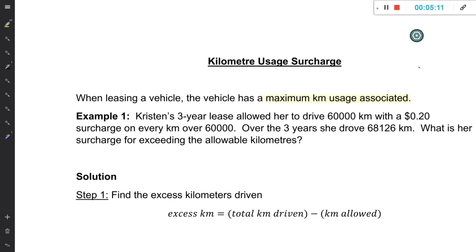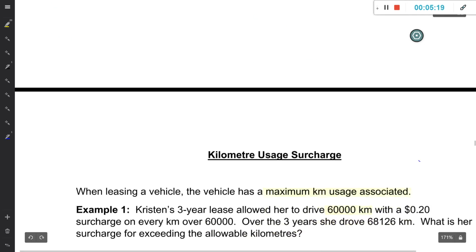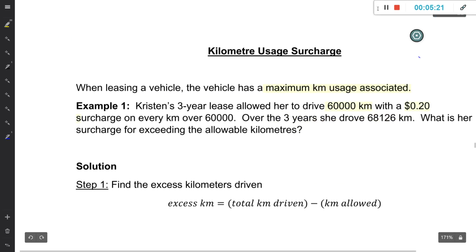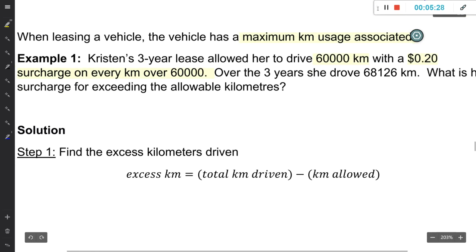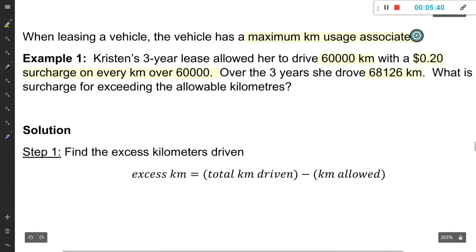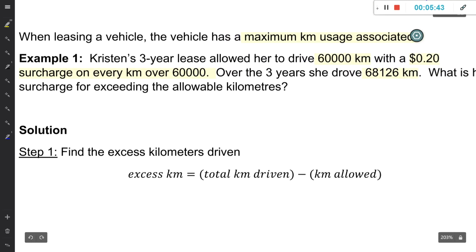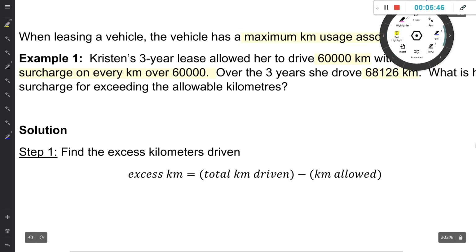So that's one thing you need to be careful about with your kilometer usage, is that you are constantly staying under the kilometers that they recommend you drive per year. So Kristen has a 3-year lease that allows her to drive 60,000 kilometers with a 20 cent surcharge on every kilometer over 60,000. Okay, I'm just going to zoom in a little bit so that we can work with this. Okay, and then it says over 3 years, she drove 68,126 kilometers. What is her surcharge for exceeding the allowable kilometers?